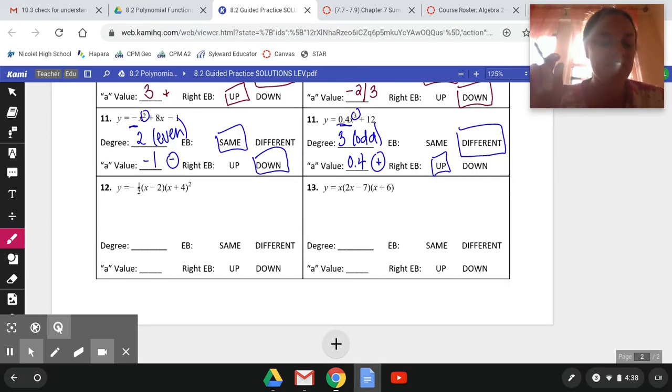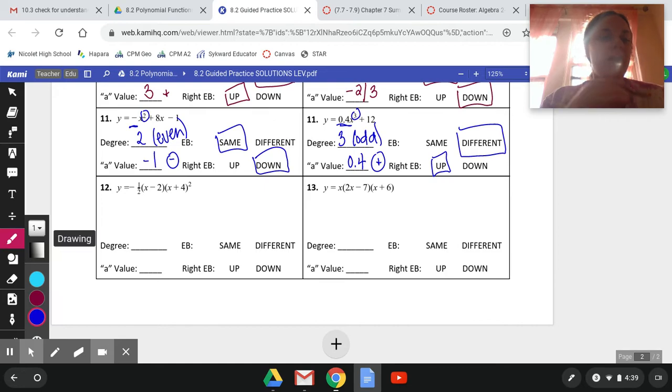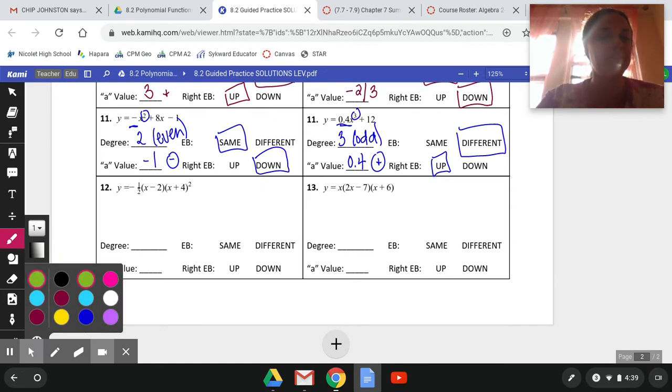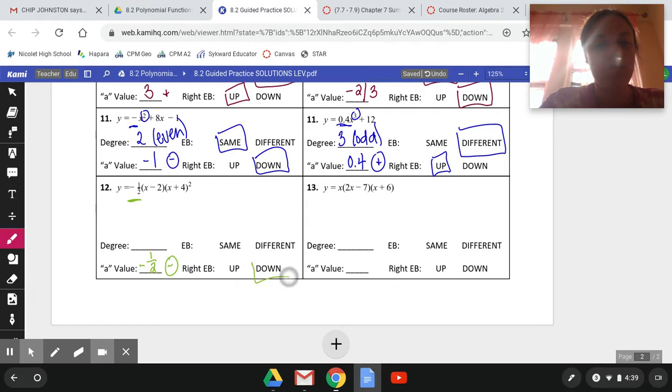Now, 12 and 13, these ones are a little bit more challenging because you are given the polynomial in factored form. So to determine your degree, you need to actually figure out what would be the highest exponent, which you could go through and multiply all of these out, but you can also think about it like this. Let's start by finding my A value in this case, actually, because that's really easy. My A value is this -1/2, which is negative, which indicates to me that my right end behavior will be going down because it is negative. My degree is the more challenging thing to find.